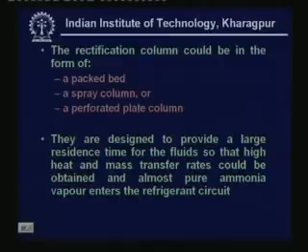So you cannot simply have a hollow tube in which liquid and vapor come in contact, because in such a case there will not be enough time for heat and mass transfer to take place. So if you want to design it properly, you have to have something like a packed bed or a perforated column or a spray column, so that liquid comes in intimate contact with the vapor and heat and mass transfer can take place.